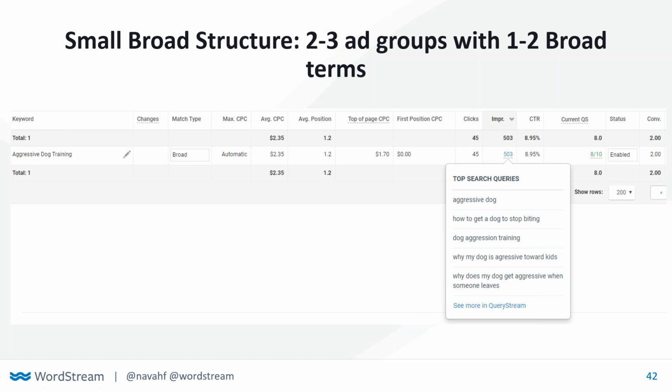So, and this happens to be a screenshot of the WordStream interface. You can actually see those queries right from the manage section. But we can see aggressive dog training leading to why does my dog get aggressive when someone leaves? That's an amazingly useful query, not necessarily something you want to actively target because it's very, very long, so maybe the search volume isn't there, but that broad match could give it to you.